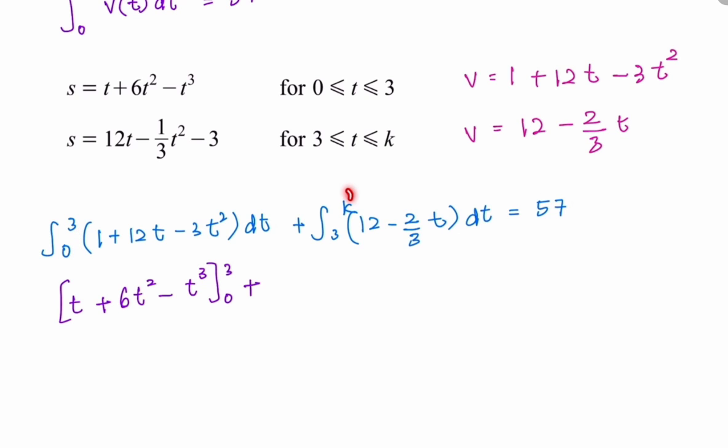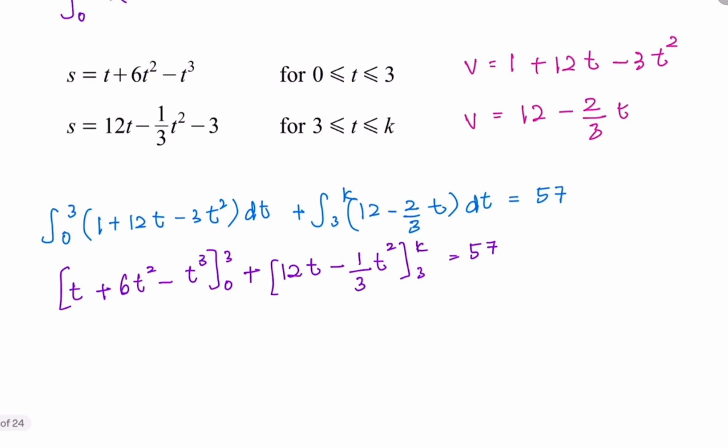Plus, the second part over here, constant, we just add t. 12t minus, this one is 1, 1 plus 1 is 2 over 2. 2 and 2 can be cancelled. So what's left is just 1 over 3 t to the power 2 from the limit of 3 to k. That is equal to 57.